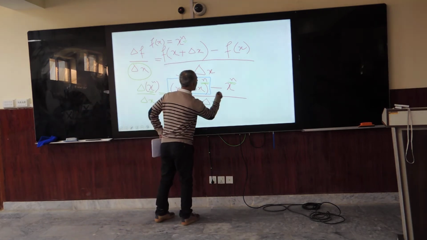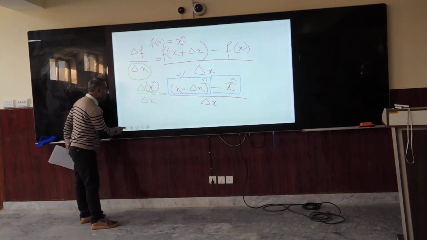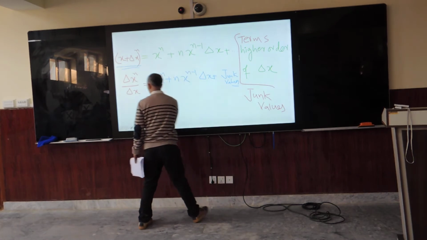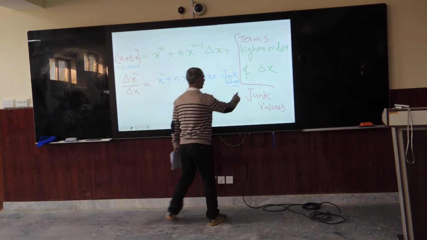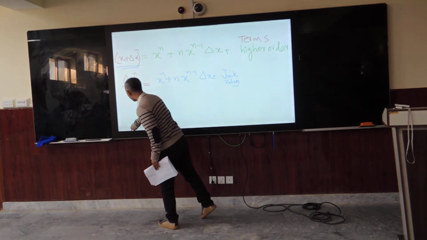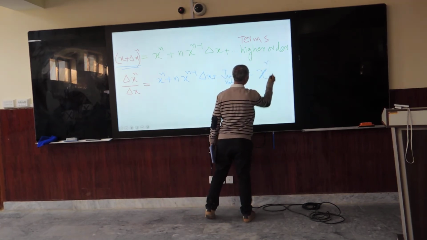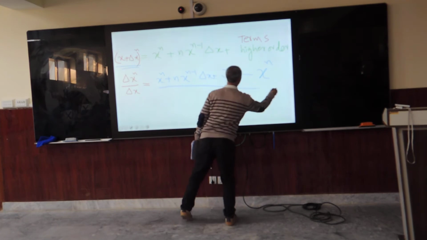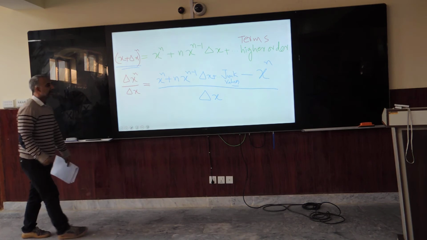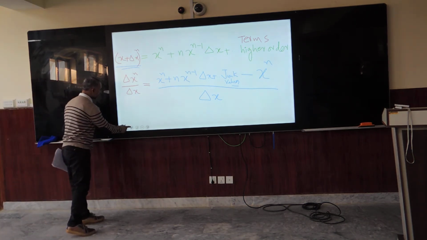Then we have minus xn. Next pair is minus xn, and in the denominator we will have delta x. Minus xn, and in the denominator we will have delta x. I hope it is clear until here. Okay, now I am going to the cancellation part.